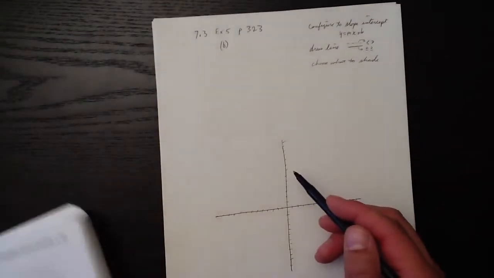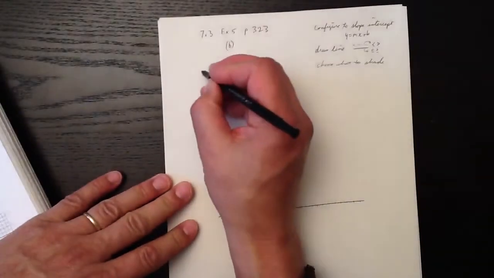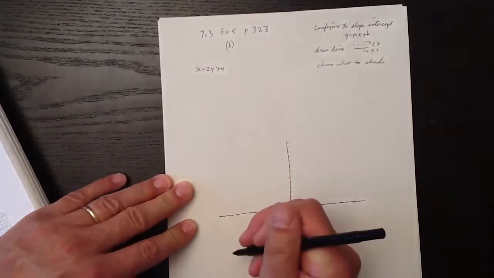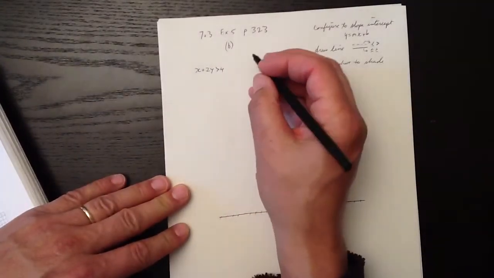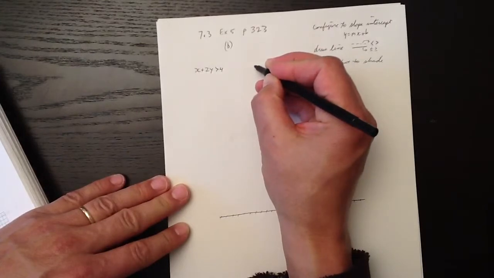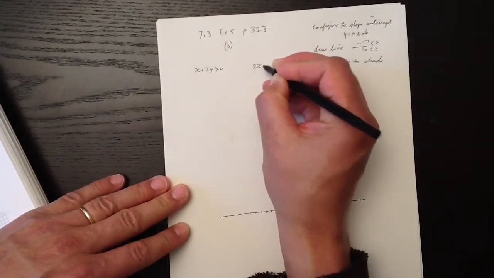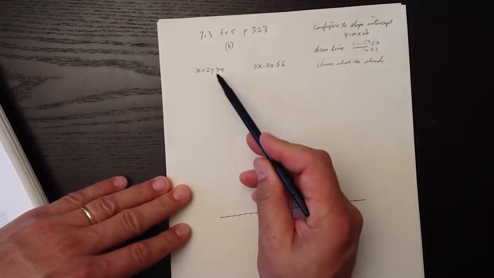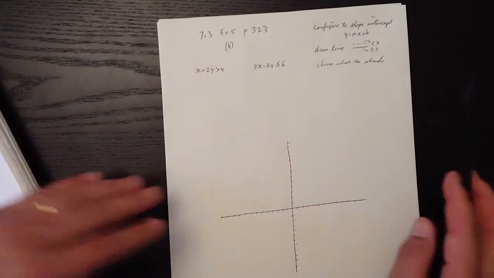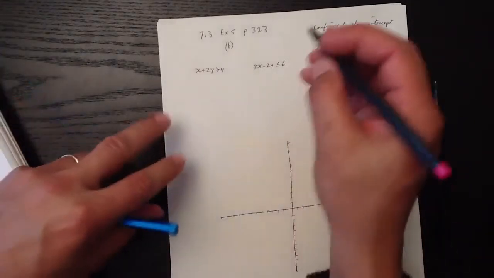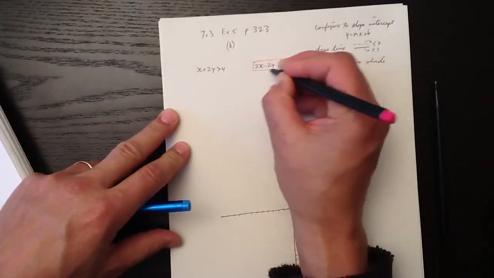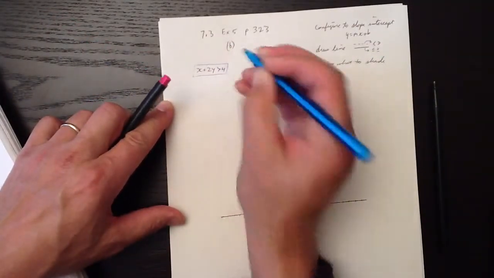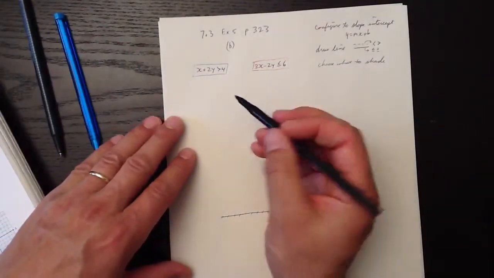So the system is represented by x plus 2y greater than 4. Remember, we're going to try to get y by itself. And the other is 3x minus 2y is less than or equal to 6. Now already I know that this one is going to have a dashed line and this one is going to have a solid line. I'm going to color code these so that the color of the line tells us which inequality we're talking about.